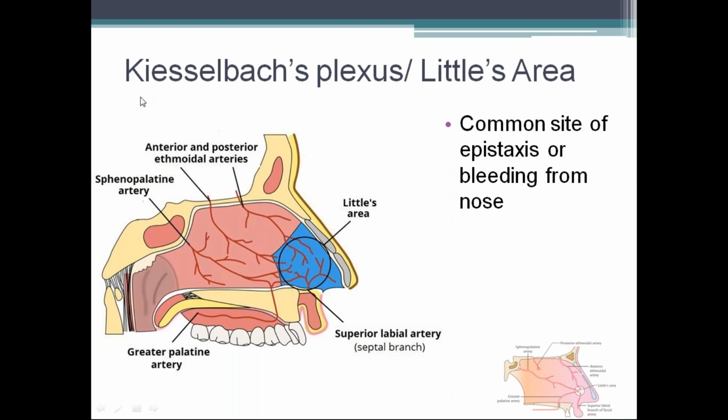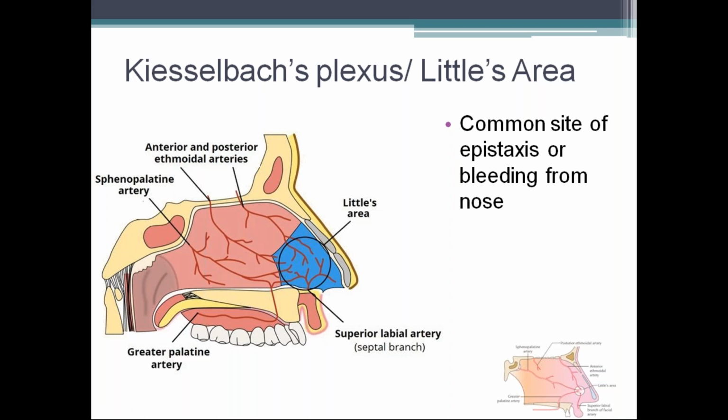plexus here. This plexus is called Kiesselbach's plexus, and the area where it forms the anastomosis is called Little's area. I think now you are clear what Little's area is. Little's area is the antero-inferior part of the nasal septum, where all these arteries anastomose. What are the arteries? The anterior ethmoidal, and the branches of the sphenopalatine, greater palatine and superior labial arteries. The posterior ethmoidal does not come to the antero-inferior part of the septum; it ends in the posterior-superior part itself by anastomosing with the anterior ethmoidal.